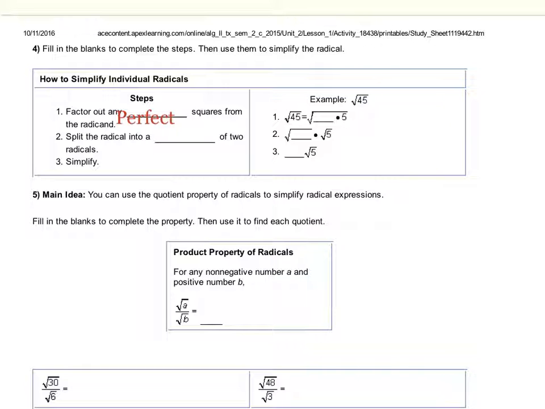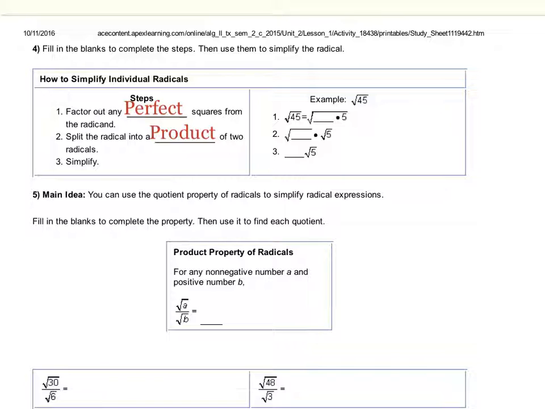Perfect. Done. Okay. So you're going to factor out any perfect squares from the radicand, and then you're going to split the radical into a product. So we're looking for what two numbers multiply, the product of two radicals. That's what goes on this next line here. And then we're going to simplify it as best as we can.